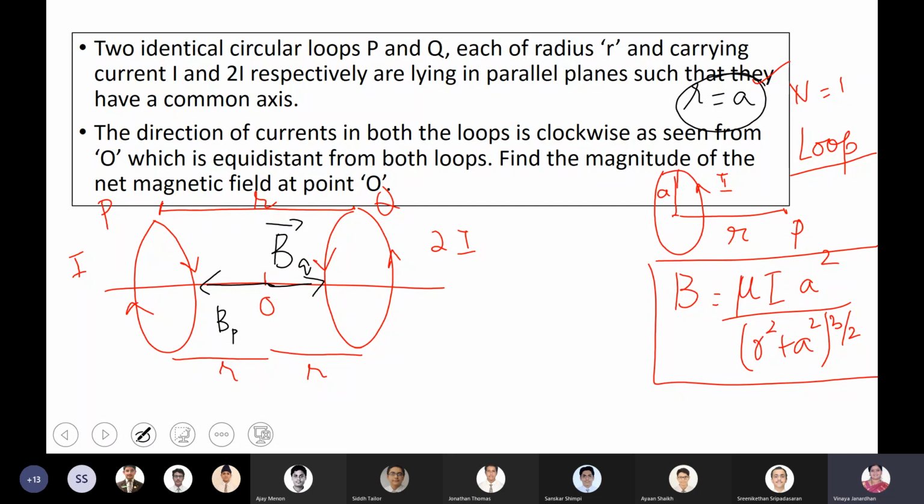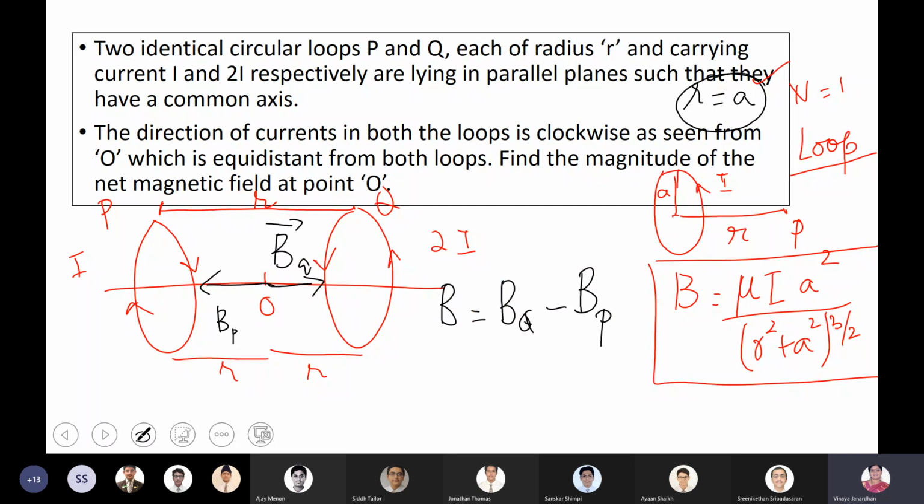Now, BQ will be of greater magnitude than BP. The reason is both the loops are situated at equal distance from point O, but the coil Q carries twice the current compared to coil P. So BQ will be of greater magnitude than BP. So the net field B becomes equal to BQ minus BP.